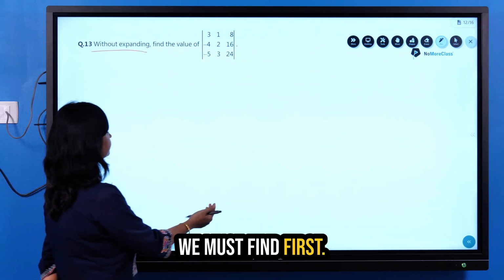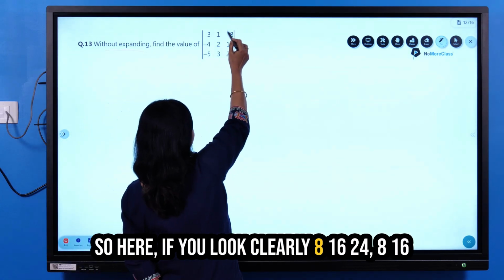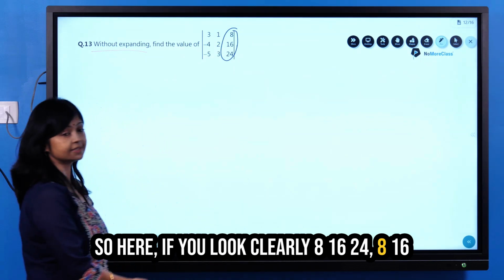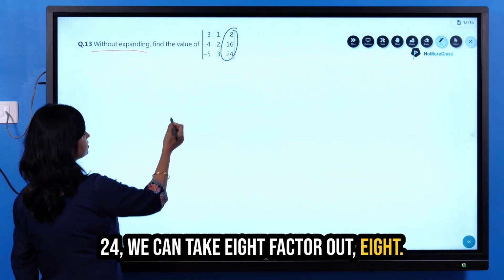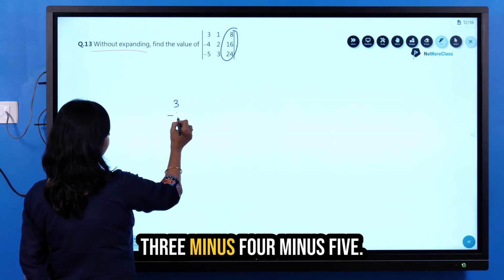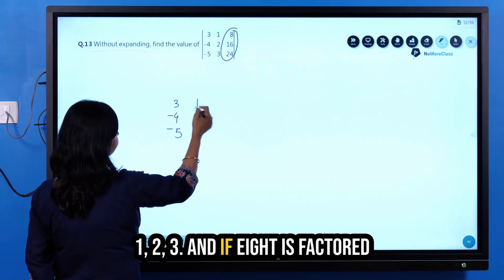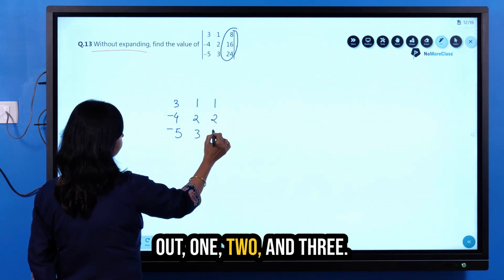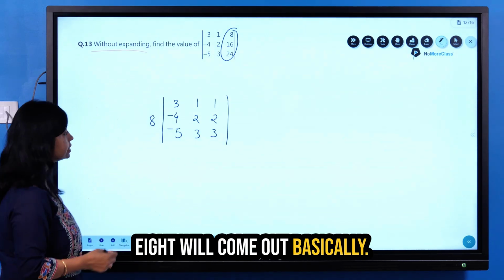We must find it first. So here, if you look clearly, 8, 16, 24. We can factor out 8. So what is it becoming? 3, minus 4, minus 5, 1, 2, 3. And if 8 is factored out, 1, 2, and 3. All right, 8 will come out.